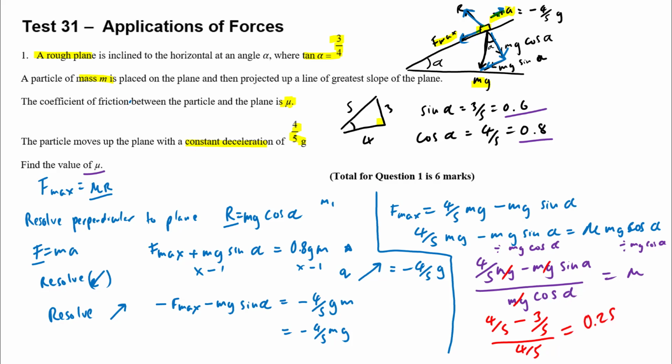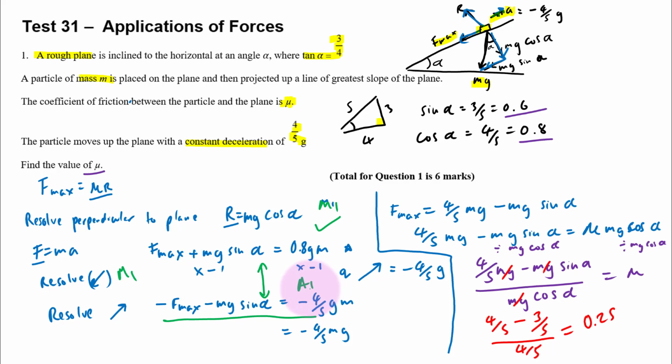Now I'm just going to show you how you get your marks. Like I said here, just this bit gets you a method mark. Resolving parallel to the plane, you're going to get a method mark for trying that. Getting either one of these, I mean in the mark scheme it says you have to do it like this, but it shouldn't matter by direction. That will get you your answer mark.